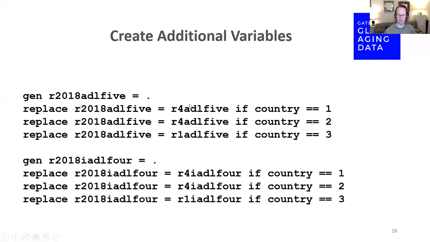So for that, we're going to say, if our country was Mexico, meaning you came from the MHAS data, we know that your ADL5 values would be stored in this variable called R4 ADL5. That'll look exactly the same for the CHARLS data, or country 2. And for the Indian data, or country 3, we know that your values are going to be stored in the variable called R1 ADL5. We can do the same thing for ADL5 and IADL4.